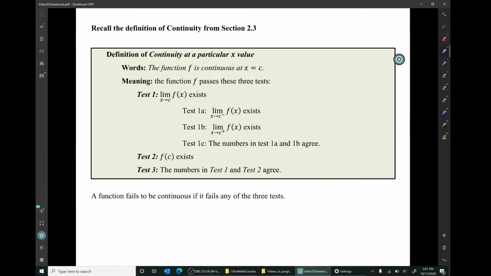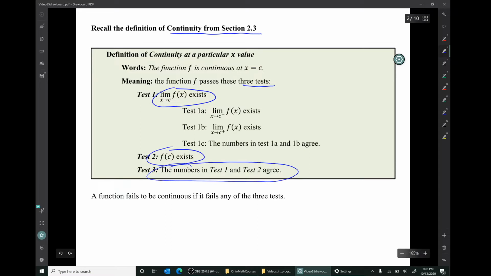We're going to use some old ideas in this section. The important concept of continuity from section 2.3. Remember that to say that a function is continuous at a particular x value means that it passes these 3 tests. The limit exists at that x value, the y value exists at that x value, and the numbers from those 2 tests agree. That is, the value of the limit equals the y value. If the function fails any of those 3 tests, then we say that it's not continuous at that x value.